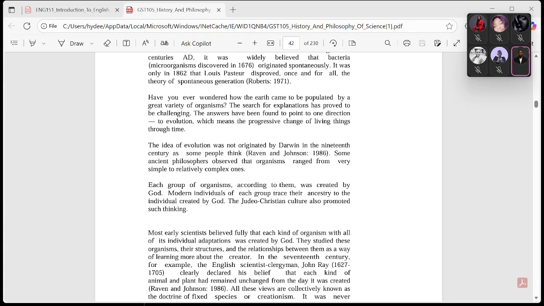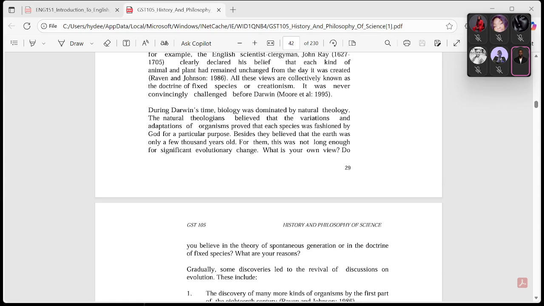Another thing we should study here: just understand that during Darwin's time, biology was dominated by natural theology. That's what I talked about, God creating things. Biology then was dominated by natural theology, so people could not really debate how we came about. You understand? They just can't.